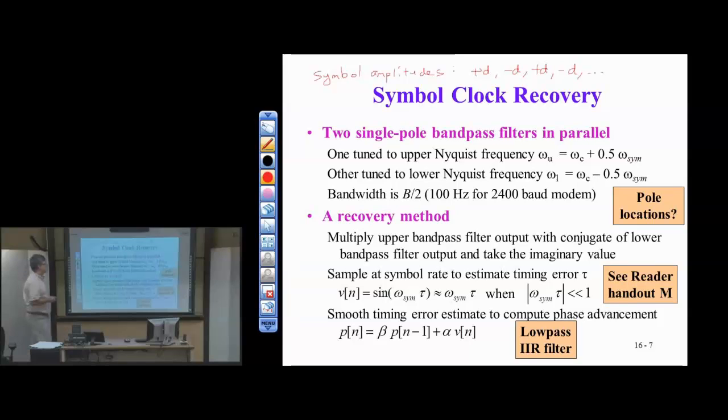And that corresponds to, if we neglect the pulse shaping for a minute, and look at the upconverted signal, what's the rate that we have here alternating between plus D and minus D? It's going to be at half the symbol rate. Okay, so let's think about why that is. Am I doing this in continuous time or discrete time?